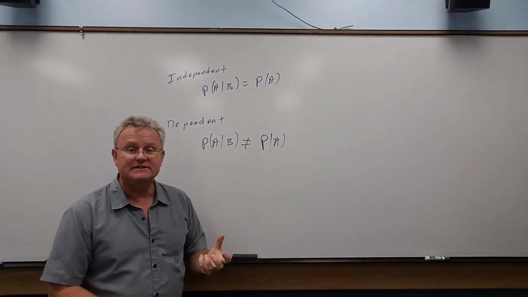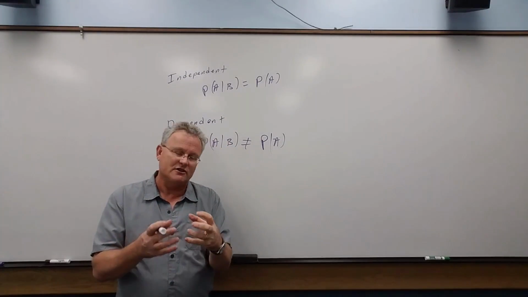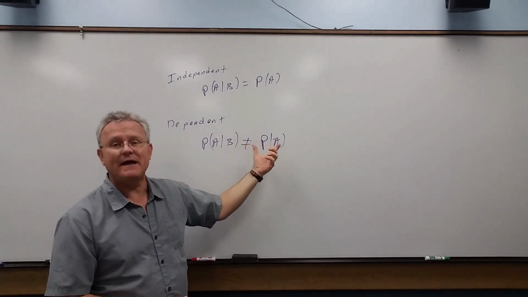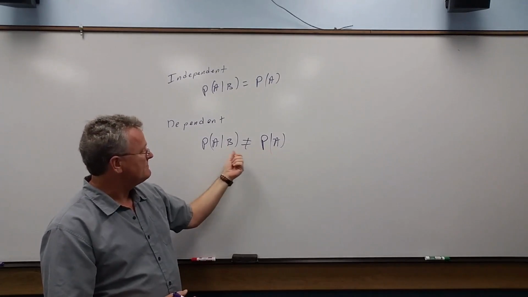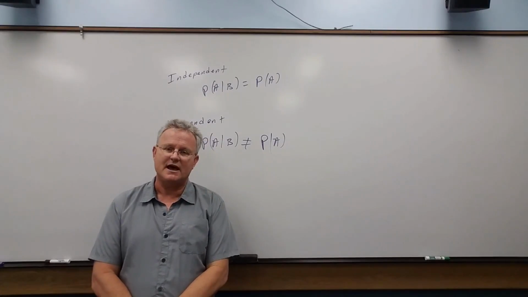The chance of this happening is affected by this. They depend on each other. That's why we say they're dependent, because now the probability of A is different than the probability of A given that B happened.